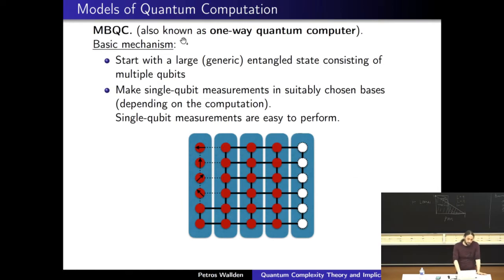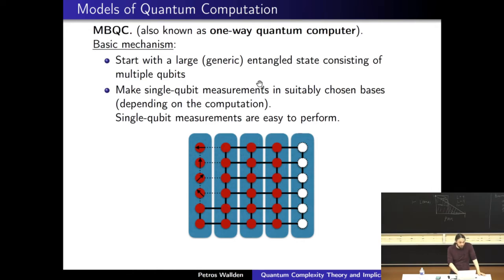Measurement-based quantum computing is also known as the one-way quantum computer. This is probably something few of you are familiar with. How many of you have heard of MBQC? Ah, good. I actually thought there would be fewer, but that's good. So then the basic mechanism: this is a model of computation where you start with a large entangled state, which is generic, so it doesn't depend on the computation you want to perform. Let's say it's a 2-dimensional lattice of qubits, and you apply control-Z between any neighboring qubits.